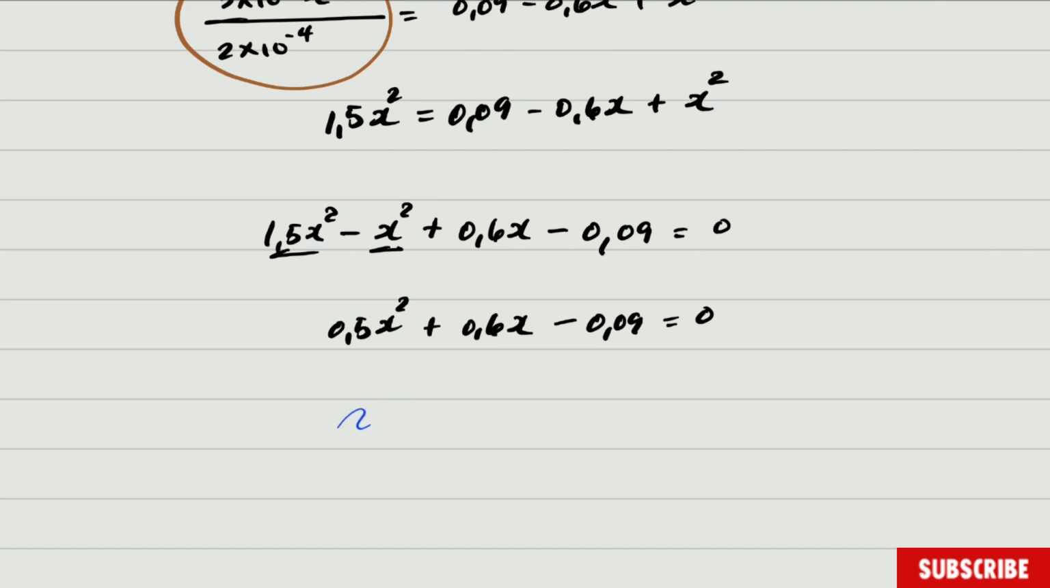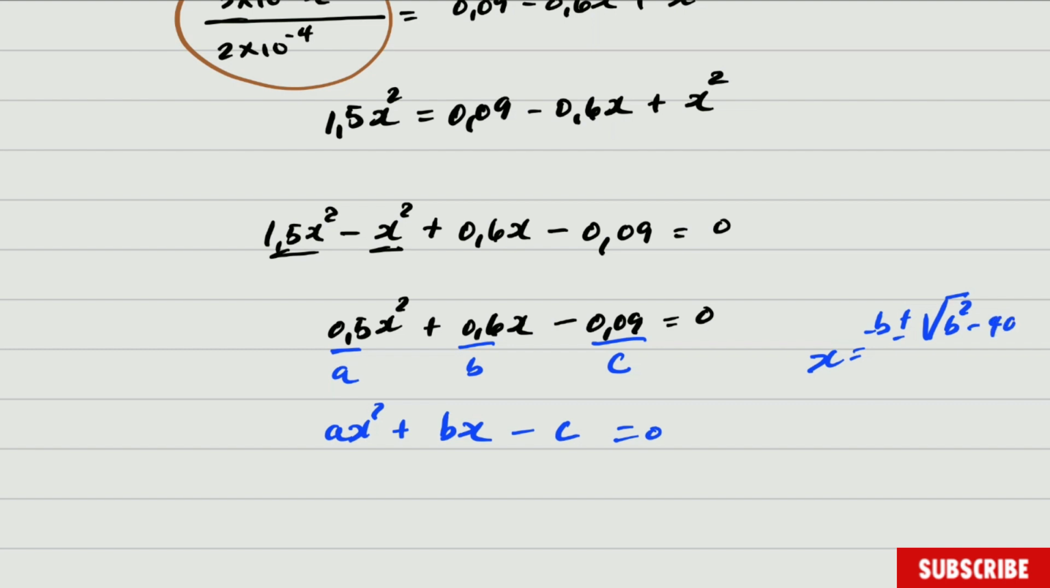Now we here have a quadratic equation of the form ax squared plus bx minus C equal to 0. This is A, this is B, and this is C. And then we are going to use the formula x equal to minus B plus minus square root of B square minus 4AC divided by 2A to get the answer here. So that is all we are going to do. We are going to substitute in that formula, which I am going to write on this side here.